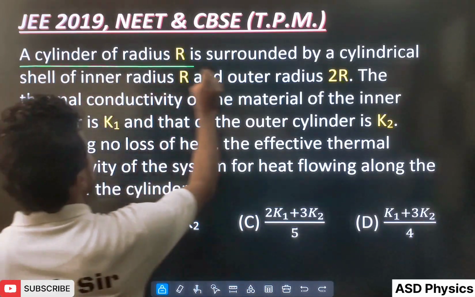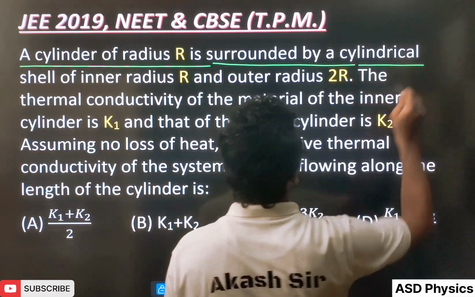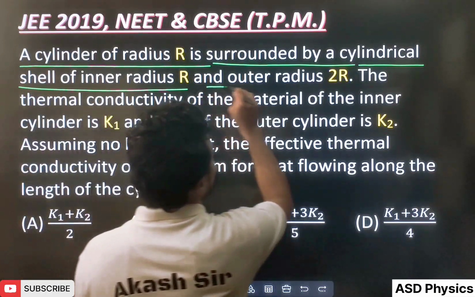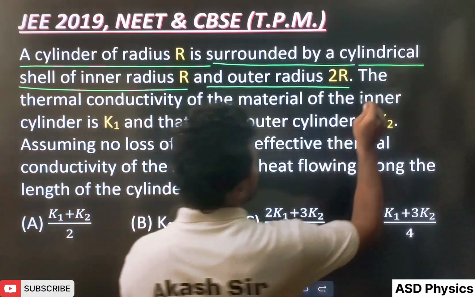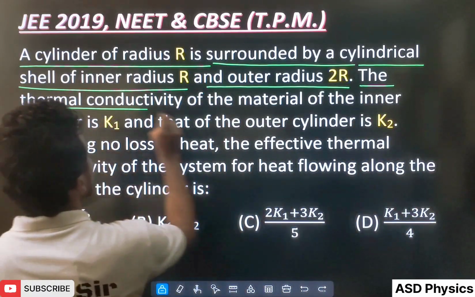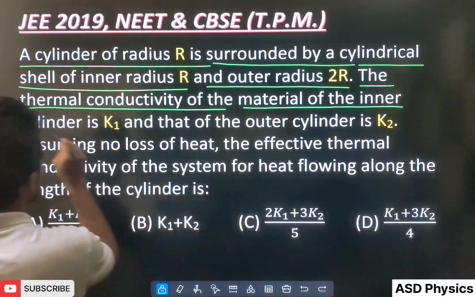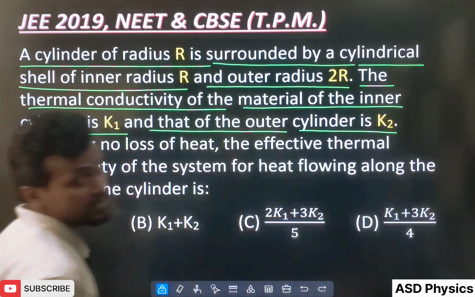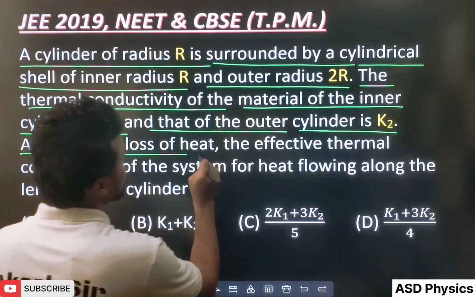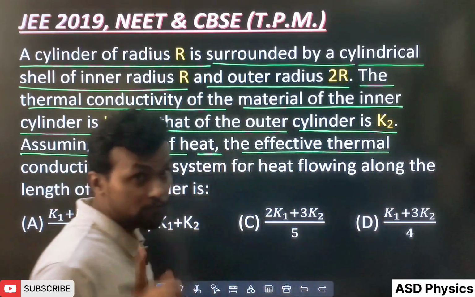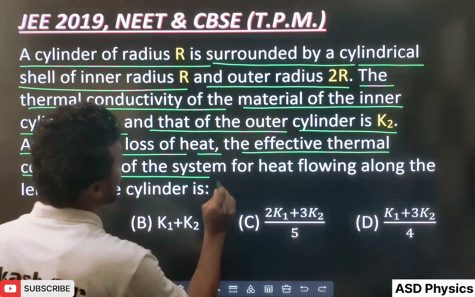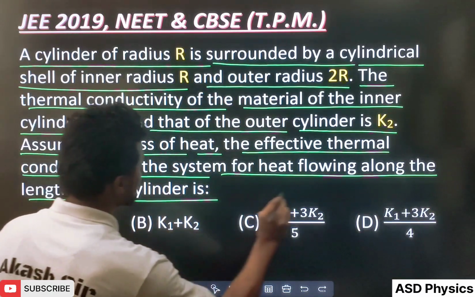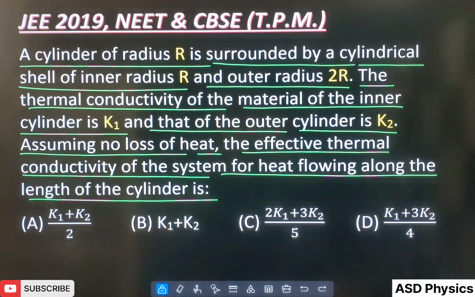The question is: a cylinder of radius r is surrounded by a cylindrical shell of inner radius r and outer radius 2r. The thermal conductivity of the material of the inner cylinder is K1 and that of the outer cylinder is K2. Assuming no loss of heat, what is the effective thermal conductivity of the system for heat flowing along the length of the cylinder? Okay, so this is the question.